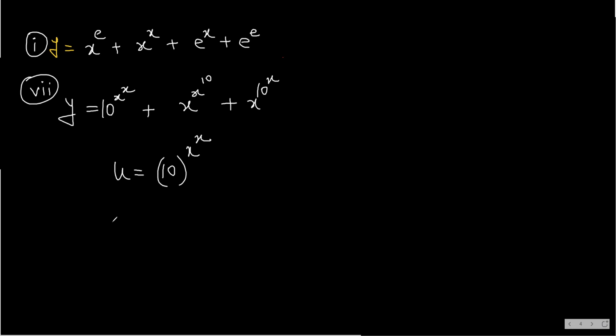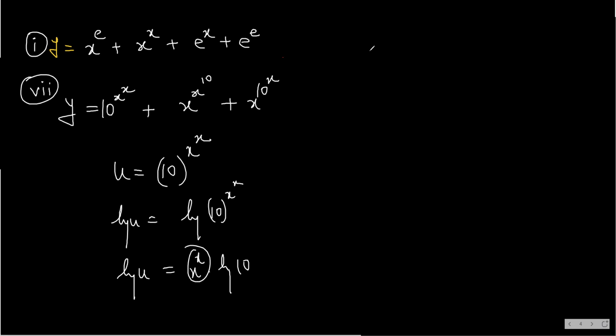Then you will take log on both sides. So you get log of u equals log of 10 raised to x raised to x, that is x raised to x log 10. Next, you will take log once again. Why do you take log once again? Because you still have a variable raised to a variable. So you will have log of log u equals log of x raised to x into log 10. So this will be log x raised to x plus log 10, and log x raised to x will be x log x, and then you can solve. Same thing you will do here.